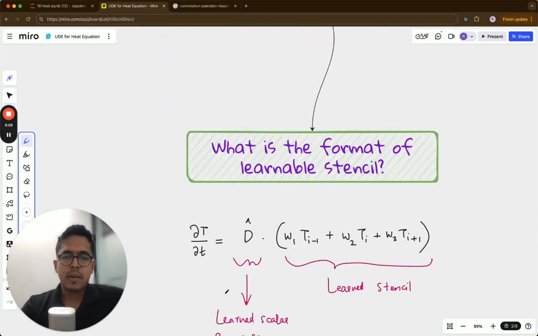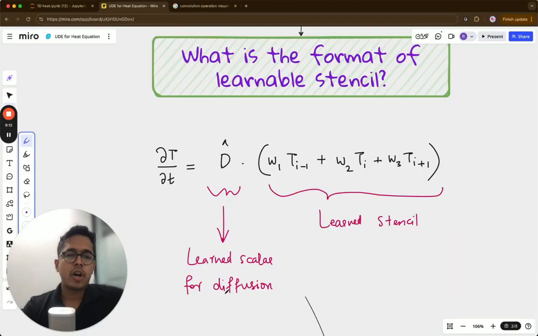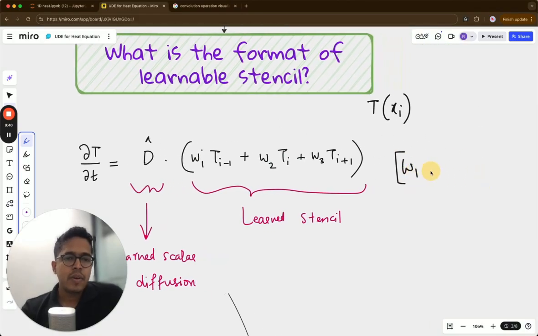Now the question is, what about the stencil format? The format we are using in today's lecture would be a stencil with 3 weights, W1, W2, and W3. And what would the operation of the stencil look like? As I mentioned, if we are looking at Ti, meaning temperature at the ith spatial data point, temperature of xi, that is what Ti means. So Ti will be multiplied by the middle weight. The stencil here will look like W1, W2, W3, and W2 will be multiplied with Ti, W3 with Ti plus 1, and W1 with Ti minus 1.